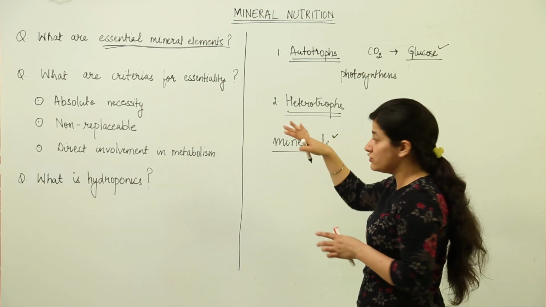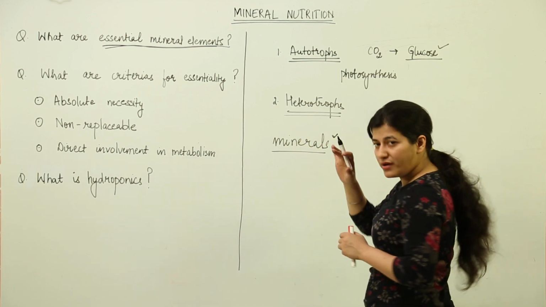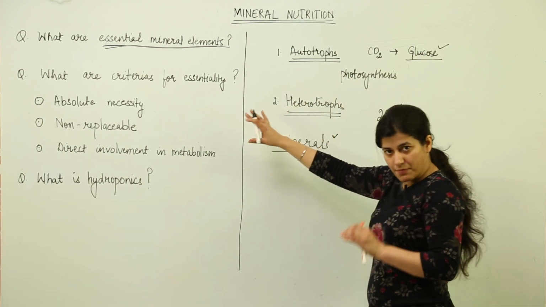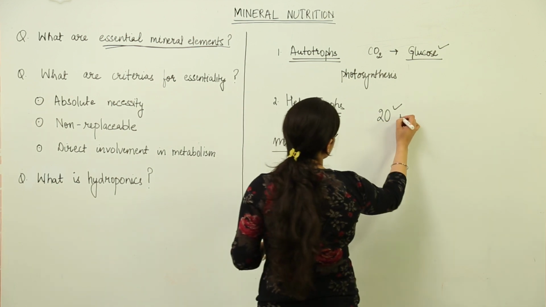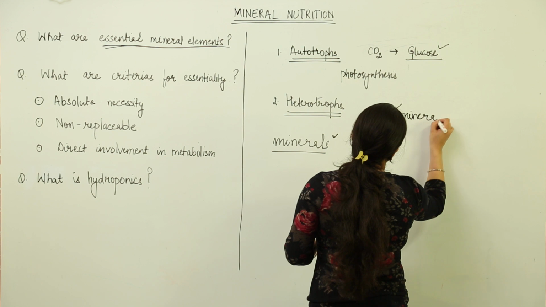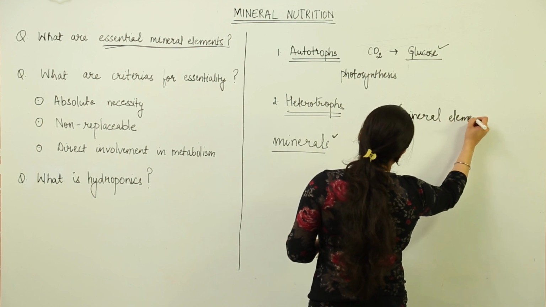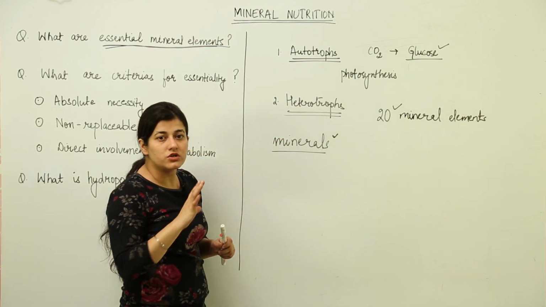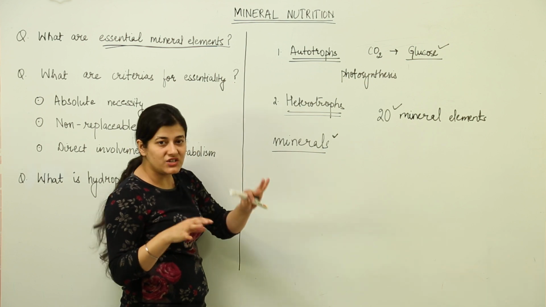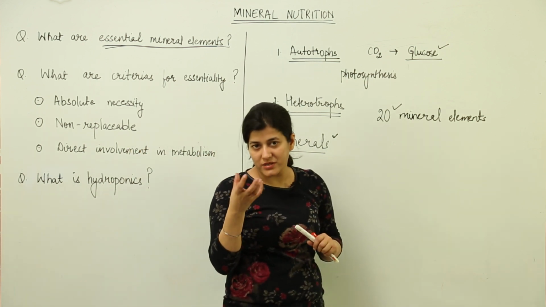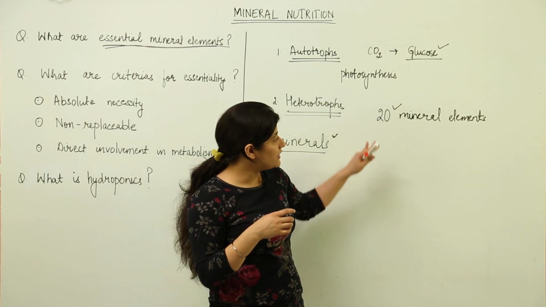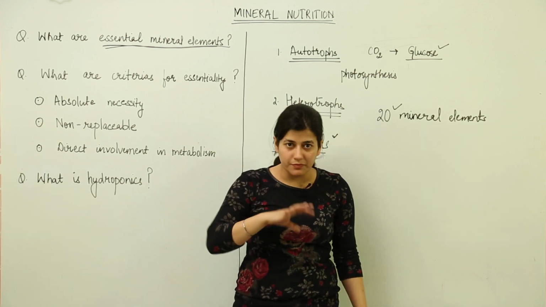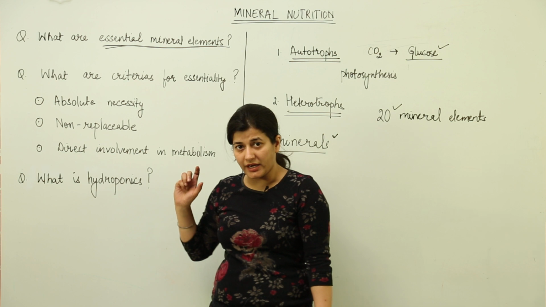Out of 120 mineral elements present in the soil or in the atmosphere, there are only 20 mineral elements which are essential for a plant. Only 20 mineral elements would be essential for plant growth. When I use the term essential, if I say air is essential for surviving, that means the organism will not be able to survive without air. From its English meaning you can make out that when I say there are 20 mineral elements which are essential, that means the plant cannot do without these particular mineral elements, which are 20 in number.